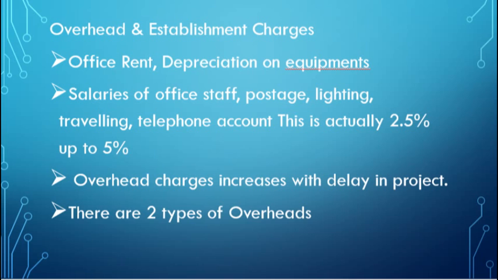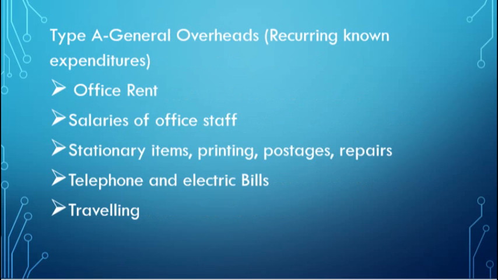There are two types of overheads. Number one, recurring. That is general overhead: office rent, salaries of office staff, stationery items, printing, repairing, telephone and electric bills, traveling. Any expenditure that occurs monthly is recurring. They are a continuation, in a series of continuation.